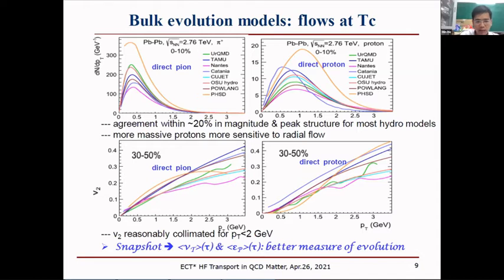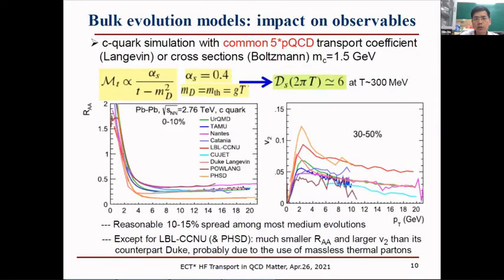that point. But I think, in my opinion, maybe we can plot the time evolution of the average radial flow, and also the time evolution of the energy momentum tensor anisotropy as a function of time. So this may provide a better measure of how the evolution model is working. And using different bulk evolution models would also have different impacts on the observables.